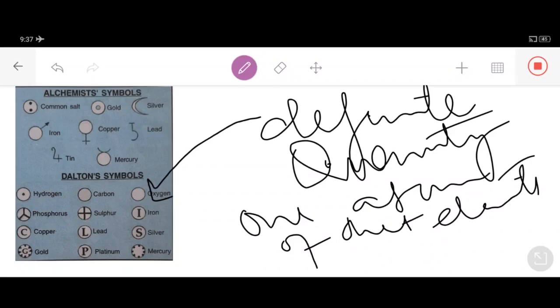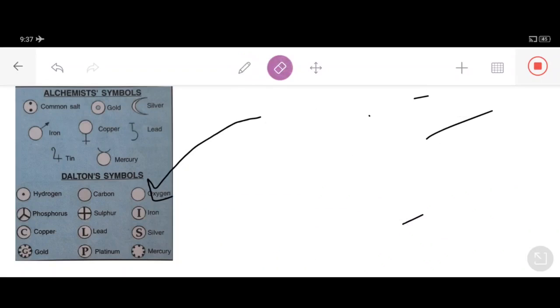So Dalton proposed some symbols for elements. Mark my words, 118 elements were not known at that very time. I'm talking about ancient times. Presently, we have 118 elements, and every single element, dear students, is represented by its respective symbol. I'm talking about the modern periodic table, dear students. But during ancient times, the periodic table was not known.